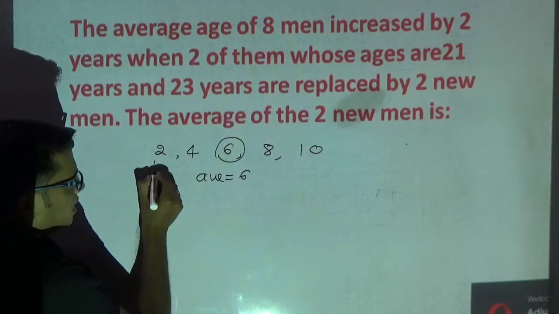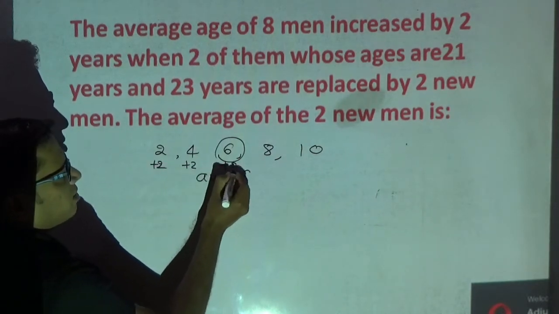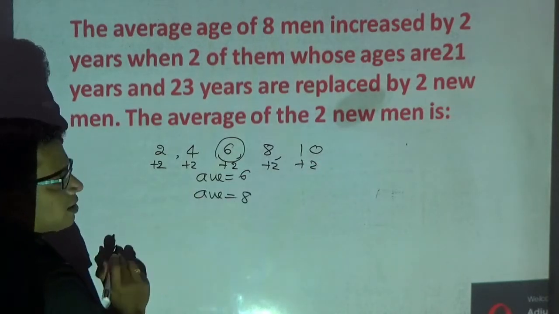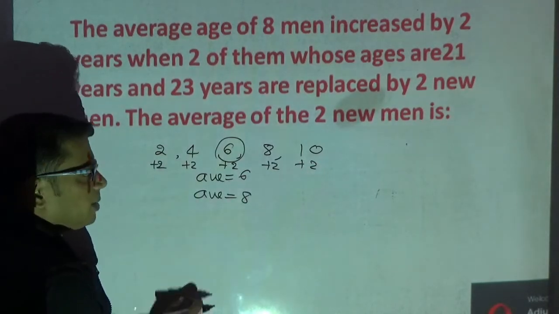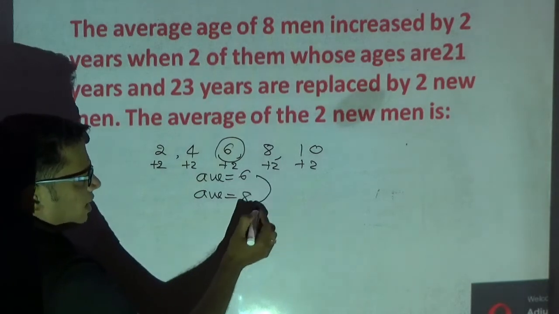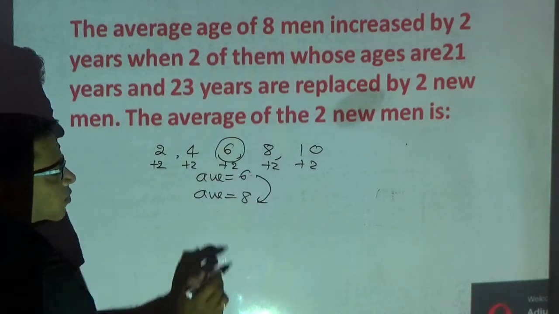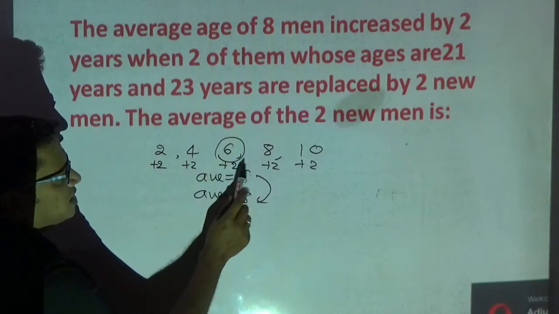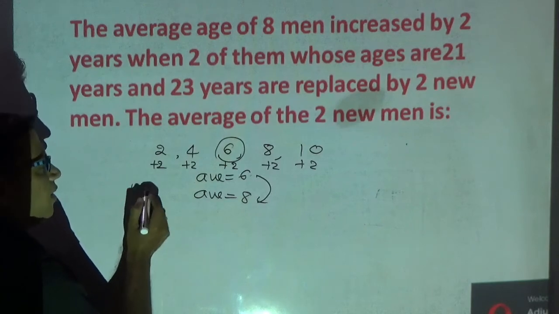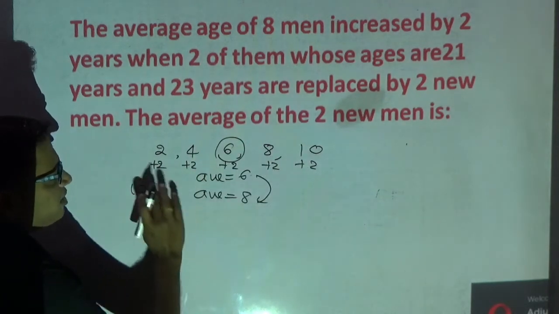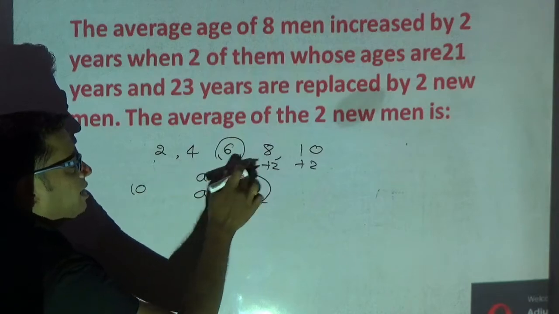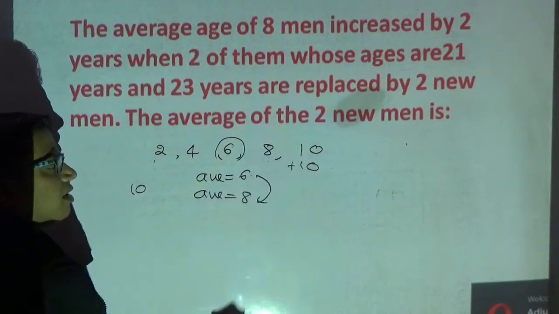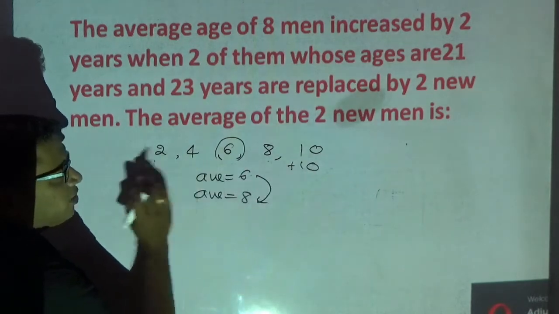Now, if I increase each number by 2, the average will become 8. If each number is increased by 2, the average becomes 8. So in order to make the average go from 6 to 8, I have to increase each number by 2. So what is the total increase? For 2, 4, 6, 8, 10, I have added 10 in total. I have spread it to each number. Instead of spreading to each number, I can add 10 to any one of these, so that my average also becomes 8 only.